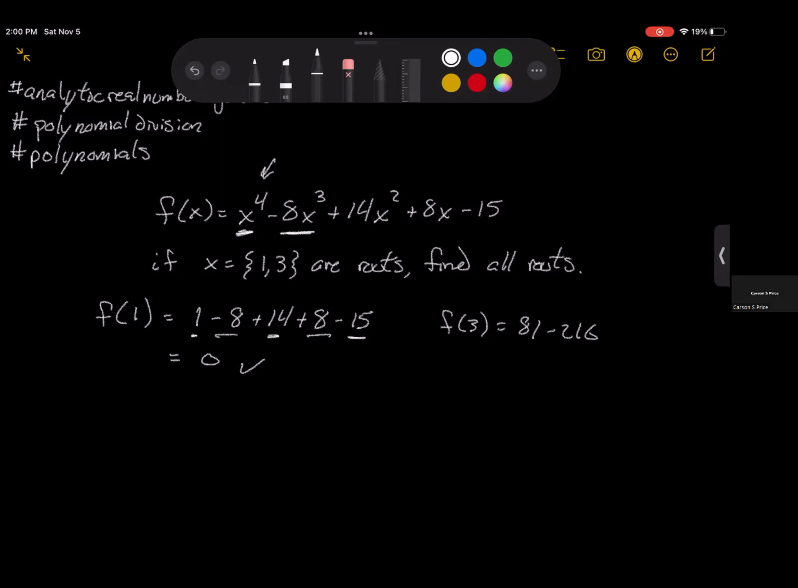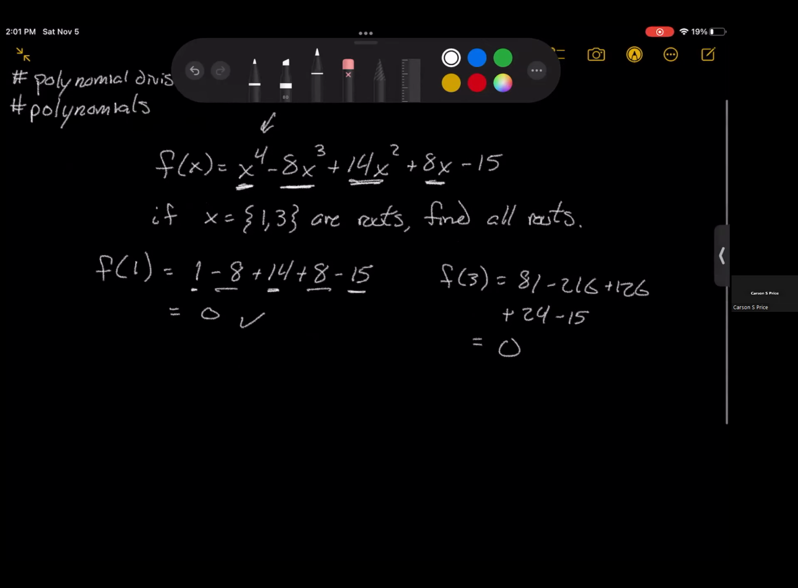So 14 times 9 is going to give me a 126 for that spot. And then I have a plus 8 times a 3. So 8 times 3 is going to give me a 24 right there. And then a minus 15. All right, let's see if this works out. 81 minus 216 plus 126 plus 24 minus 15. That does, in fact, zero out. So 1 is a root and 3 is a root.